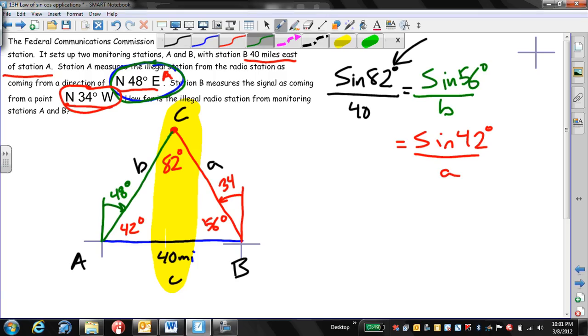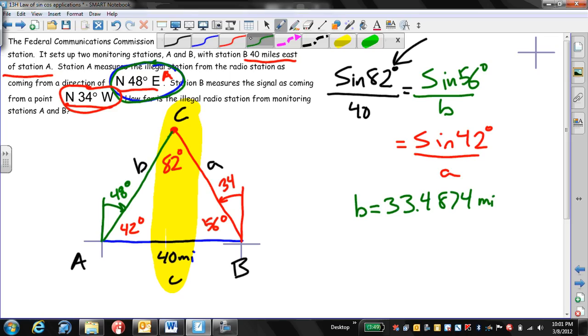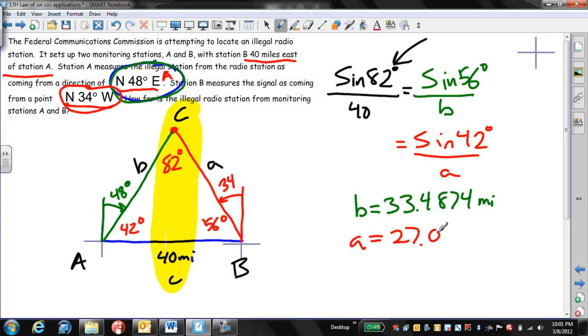I'm going to come up with B, which is the distance from station A to C, as being, let's see here, 33 miles, 0.4874. Again, I'm rounding 4 decimal places. Again, a lot more stored in the calculator. And then for A, change pens here, A ends up being 27.0283 miles as well. So notice here, A should be smaller than B because the angle 42 is smaller than 56. Do that just to check, make sure you didn't mess up somewhere in your calculator, okay?